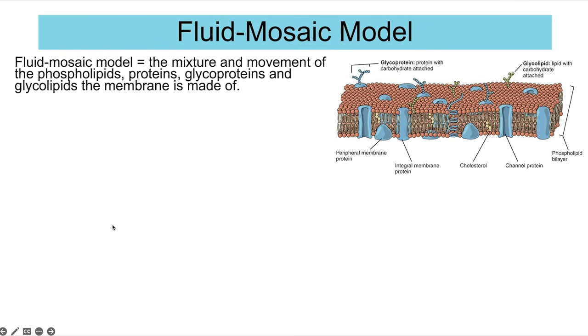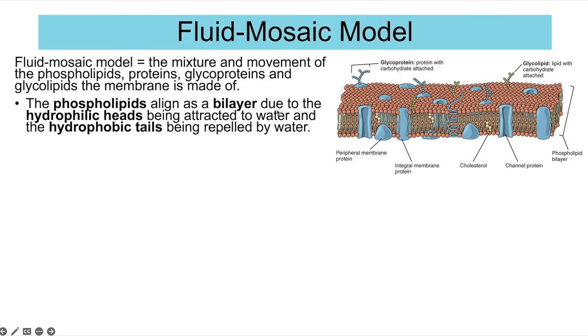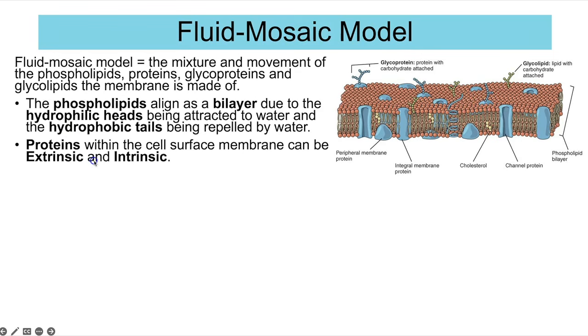The fluid mosaic model is this concept that you've got the mixture and movement of the phospholipids, proteins embedded within it, glycoproteins, glycolipids, and also cholesterol. It's a mosaic because it's made up of different molecules, and it's fluid because there is some movement in this molecule, so left to right movement. The phospholipids align as a bilayer, and we talked about earlier in this video that that's due to the hydrophilic heads being attracted to and interacting with water on the outside, and the hydrophobic tails are repelled so they spin inwards.